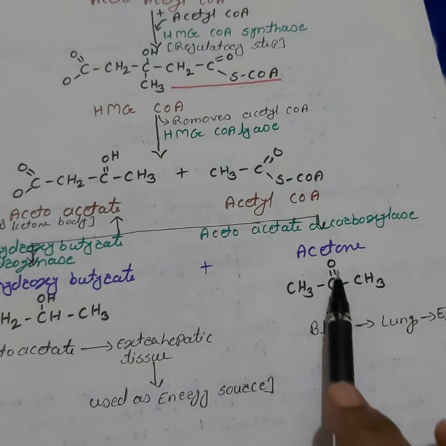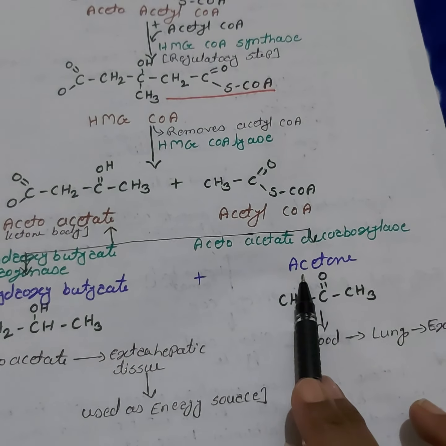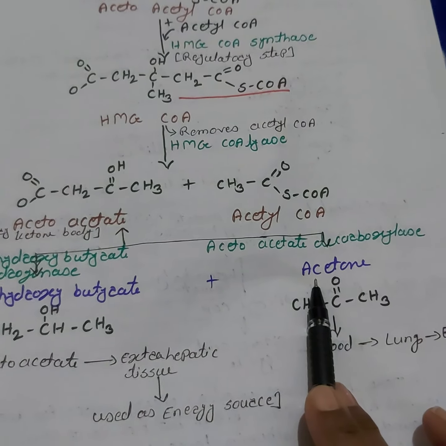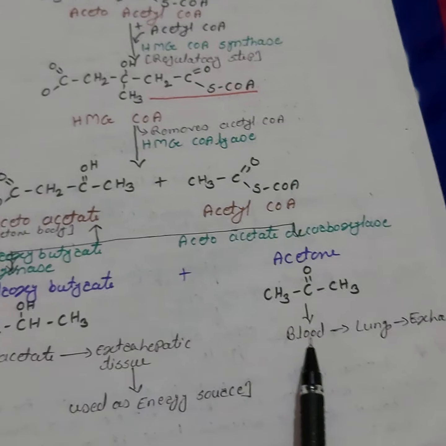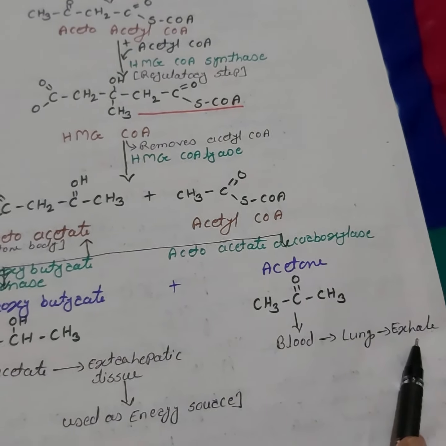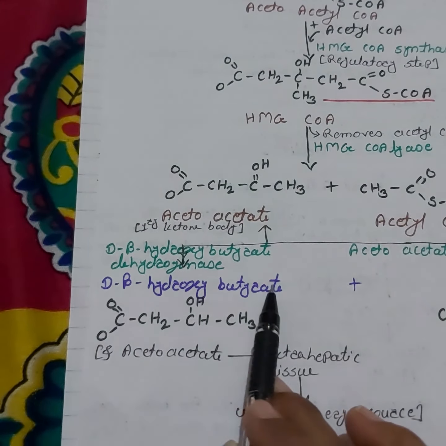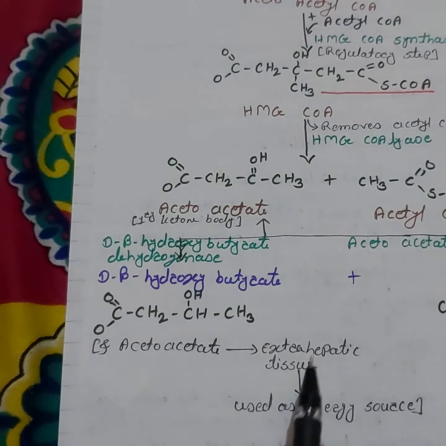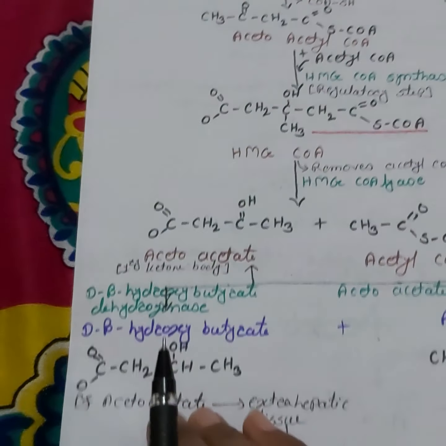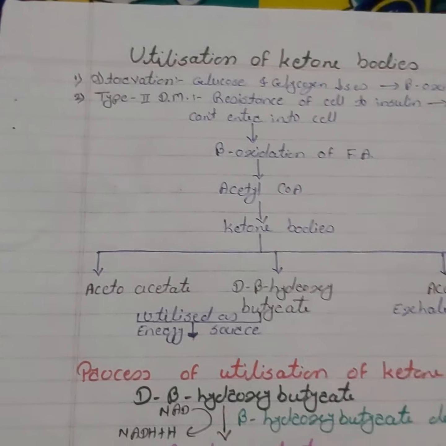In the next step, this acetone is nothing but the volatile substance, as we saw earlier. This is the volatile substance, that's why it cannot be metabolized inside the body. Hence it will enter into the blood, and through blood it will enter into the lungs, and after that it will be exhaled. But these two ketone bodies, that is D-beta hydroxybutyrate and acetoacetate, are utilized by the extrahepatic tissue as an energy source. Now we will see the utilization of ketone bodies.